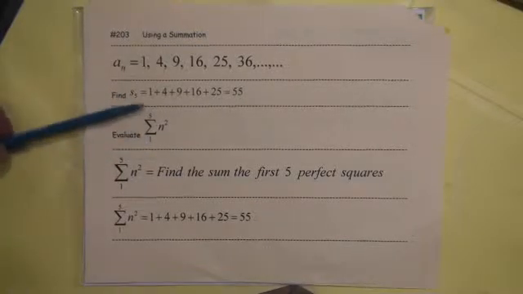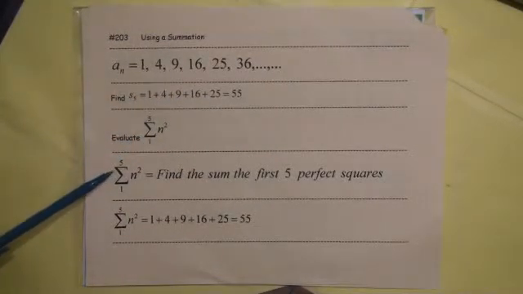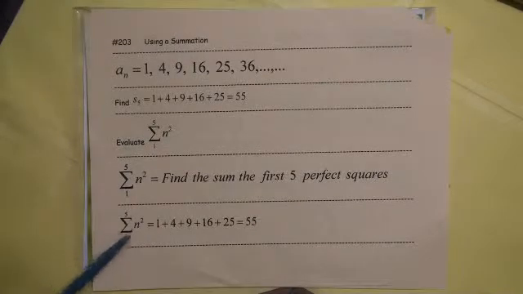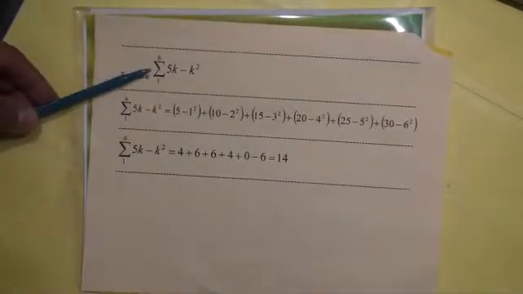Add the first 5 terms, 1, 2, 3, 4, 5 terms of the squares. Find the sum of the first perfect squares, okay? And of course you get 55. That is a summation. This is the symbol sigma.